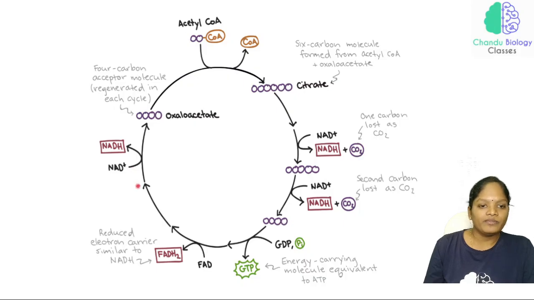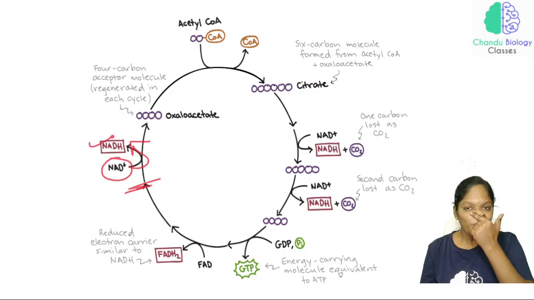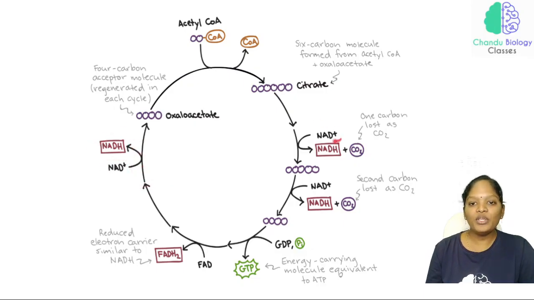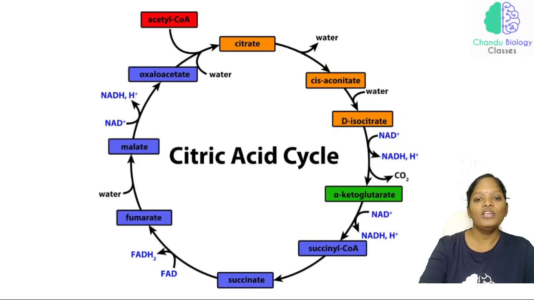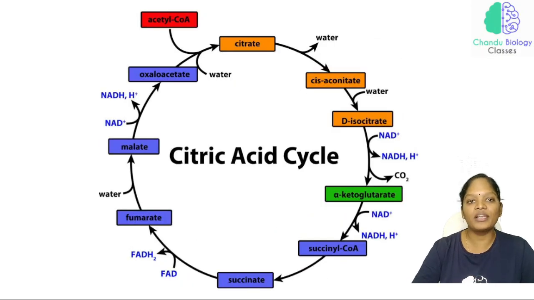Now malate, here also NAD plus has been converted to NADH. So how many NADH have been produced? 1, 2, 3. 3 NADH have been produced, 1 FADH₂ has been produced, and 1 GTP has been produced. So this is very, very important from an exam point of view. So this is the complete Krebs cycle.